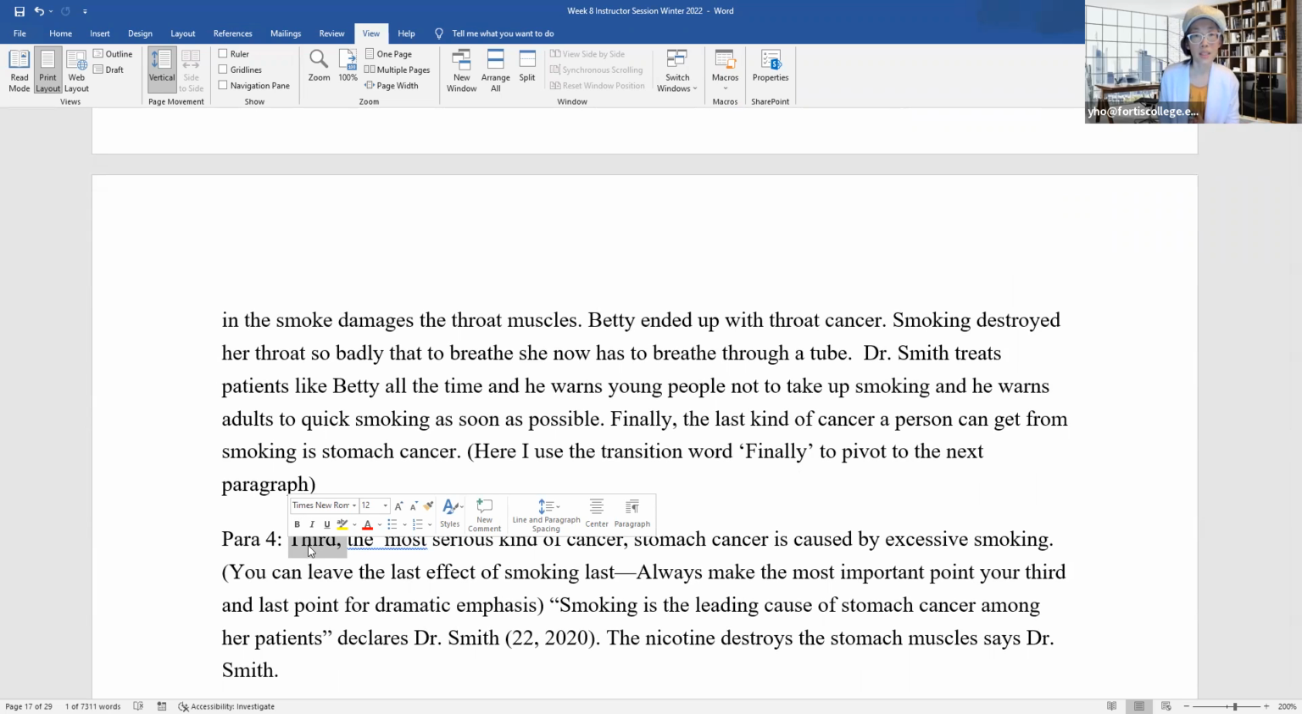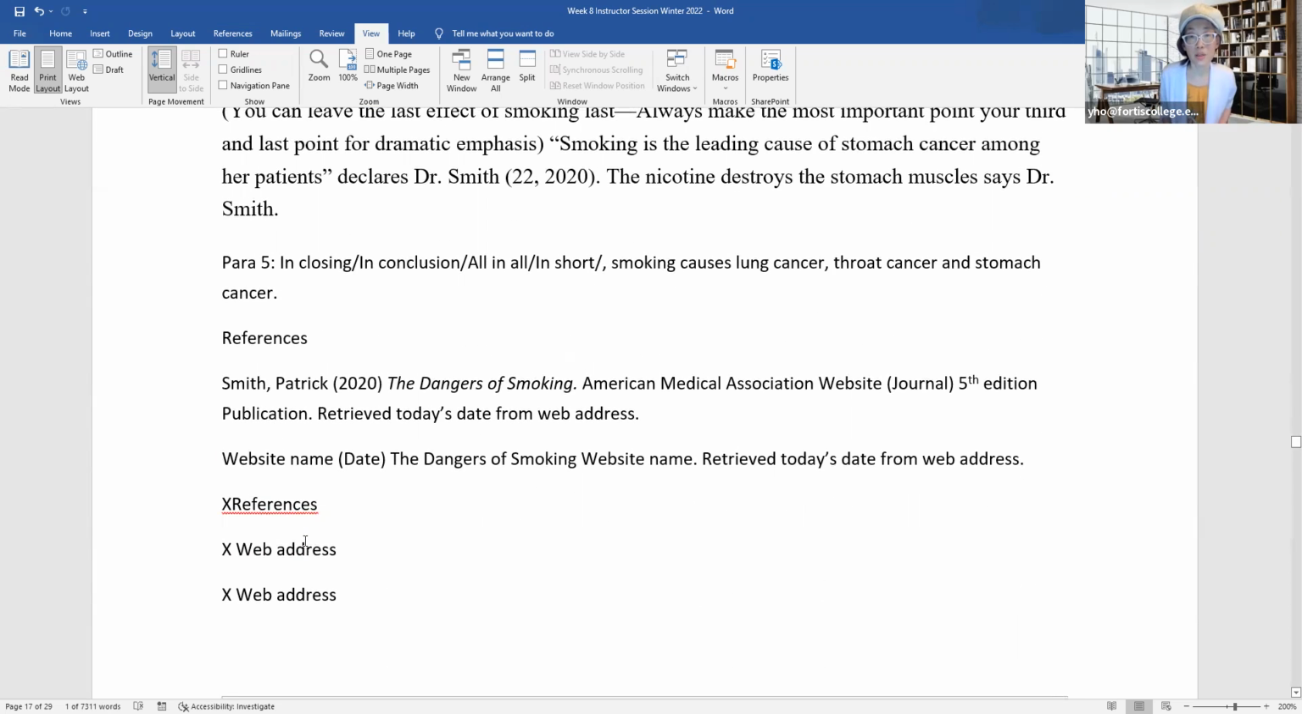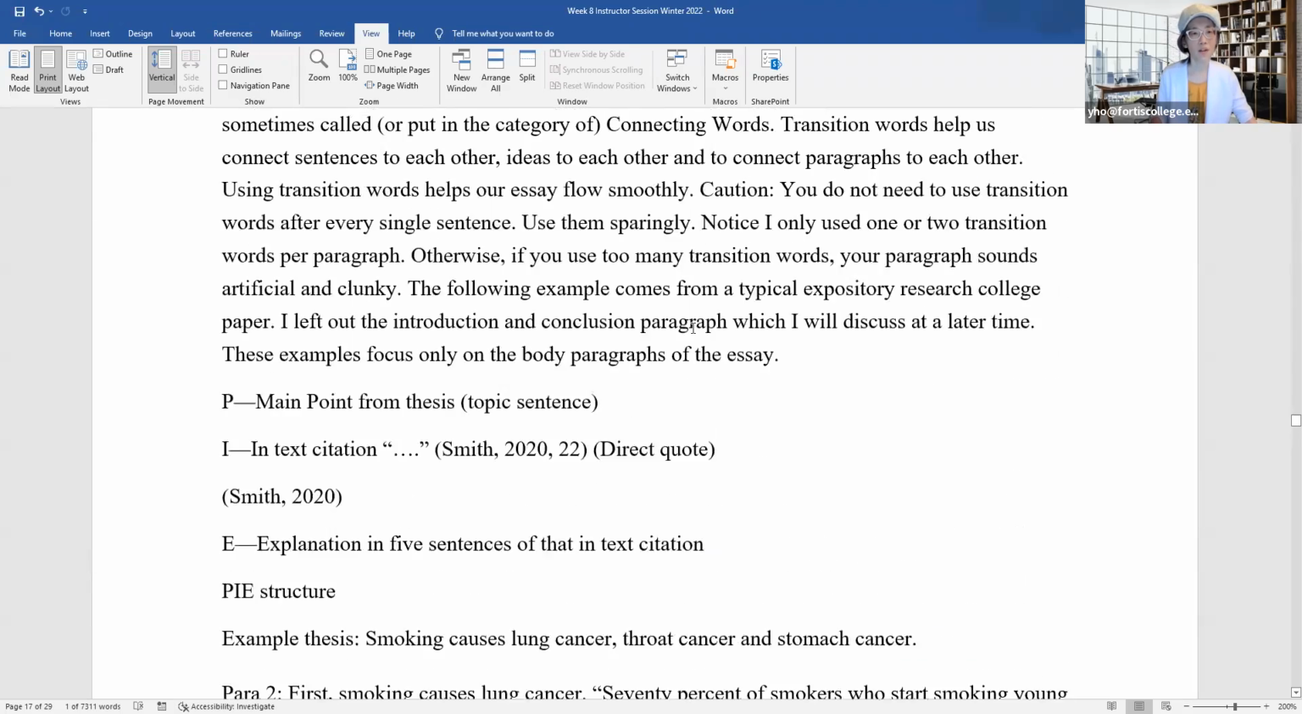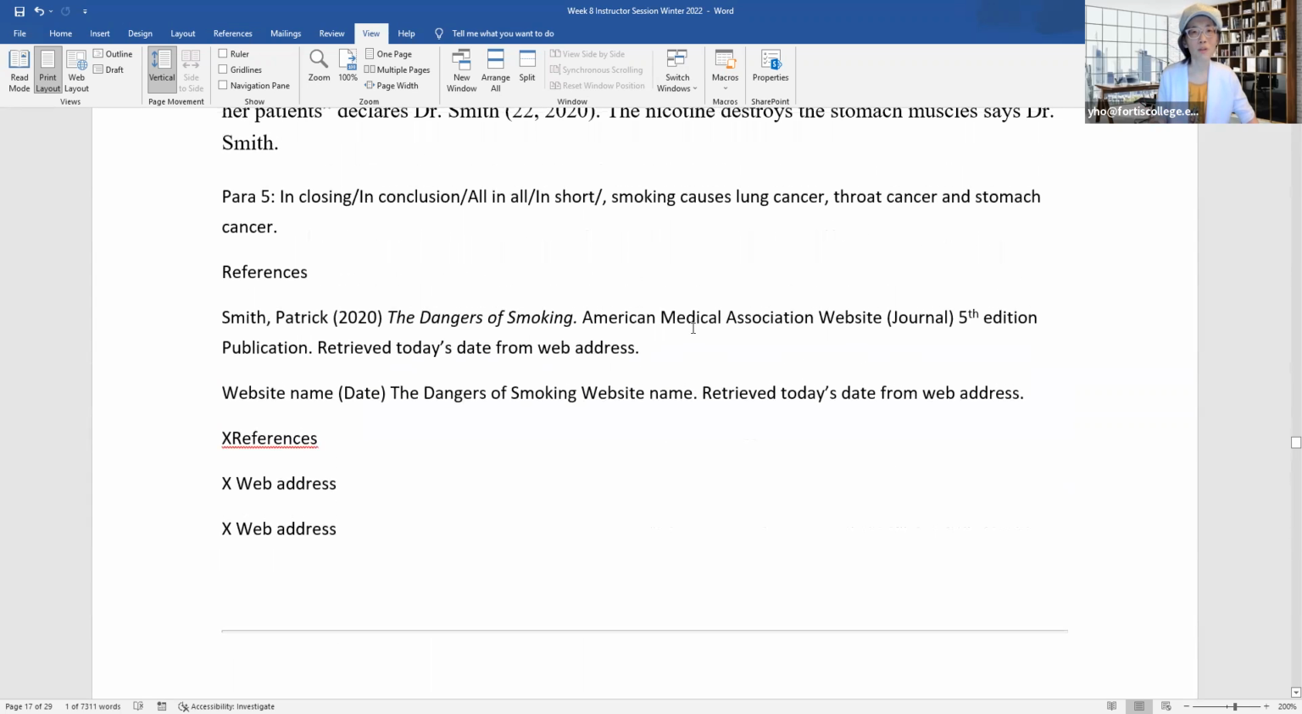So you can use first, second, and third in between your body paragraphs in order to have better essay coherence. And then when you are writing your conclusion, you would write in closing, in conclusion, all in all, in short, smoking causes lung cancer, throat cancer, and stomach cancer, in which you restate your thesis and then you summarize the main ideas of your essay, and then you're done. That's it. So that would be your 5-paragraph essay.